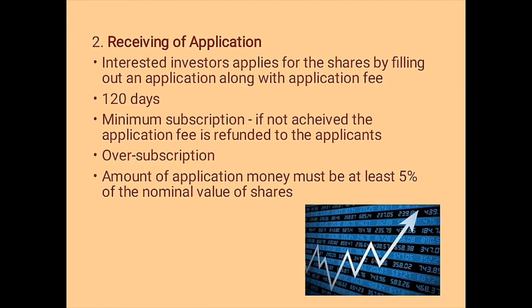When the number of shares applied for is more than the number of shares issued, this is termed as oversubscription, while if the number of applications for the issue of shares is less than expected, then it is known as undersubscription. The amount paid for the application money must be at least 5% of the nominal amount of the share.